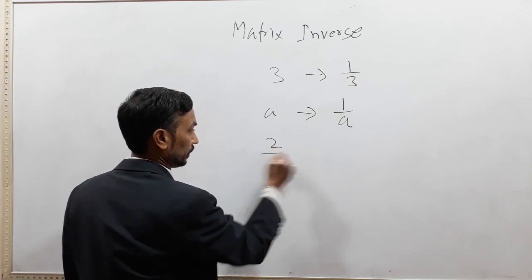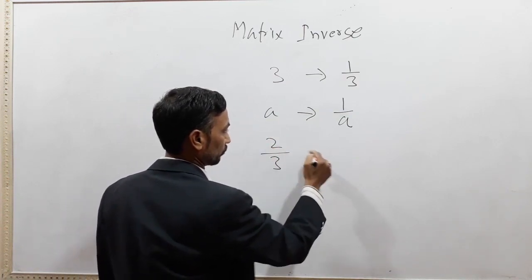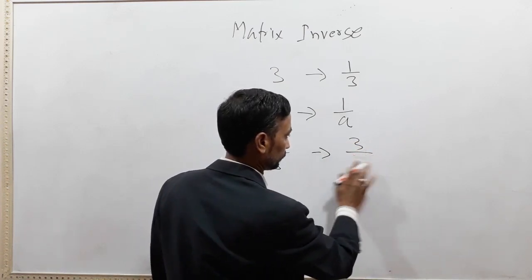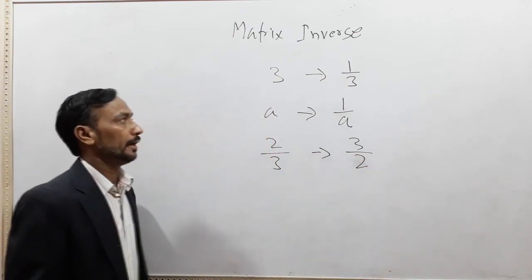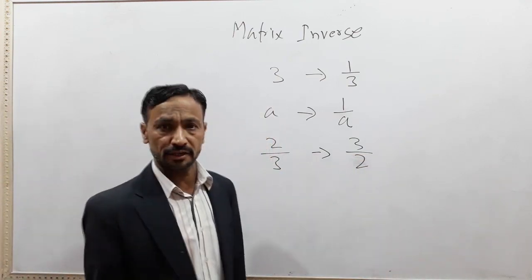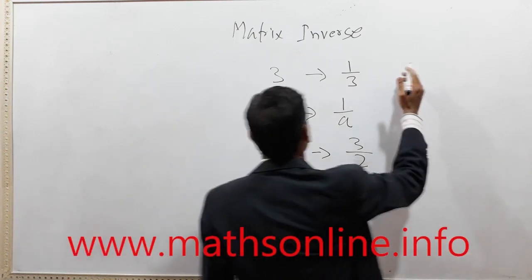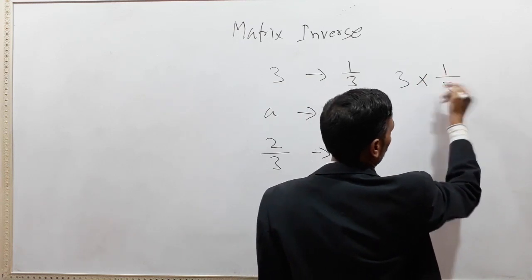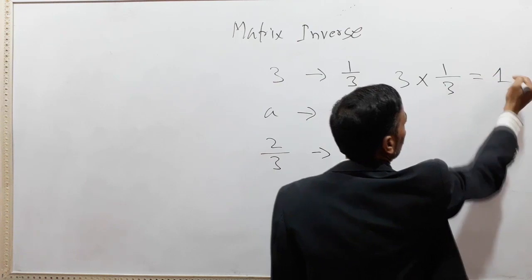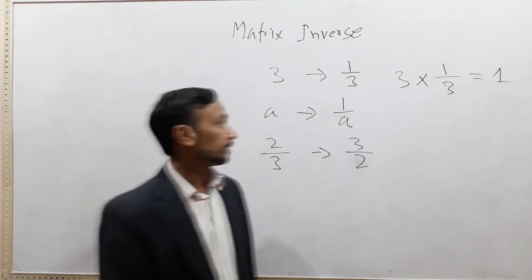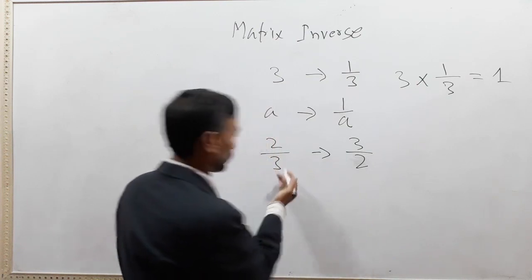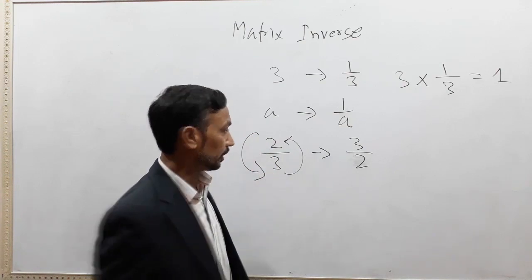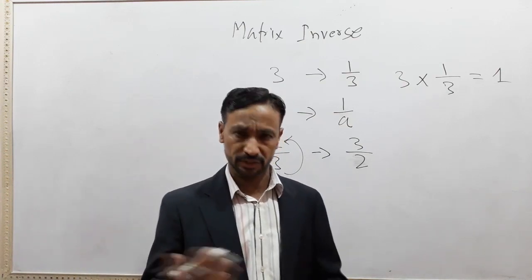If I say the inverse of 2 by 3, the inverse of 2 by 3 will be 3 over 2. Let me tell you, when you multiply a number with its inverse, what happens? If I multiply 3 with 3's inverse, which is 1 over 3, of course the result will be simply 1. So when we change the denominator into the place of the numerator, and the numerator goes into the place of the denominator, that becomes the inverse of a fraction or a number.